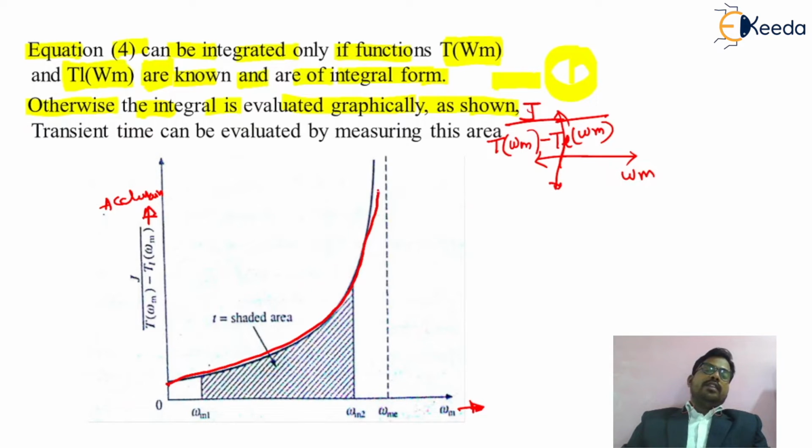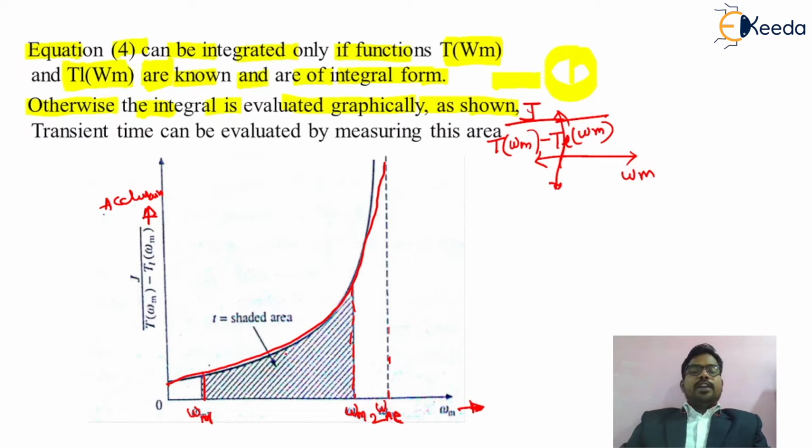So we are getting the value of speed in which omega m1 is the value of the initial speed of your drive. The value of omega me is the value of the equilibrium speed of your drive, and the value of omega m2 is called the final transient speed value.